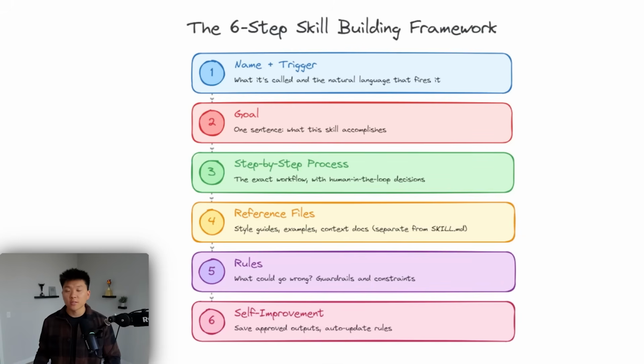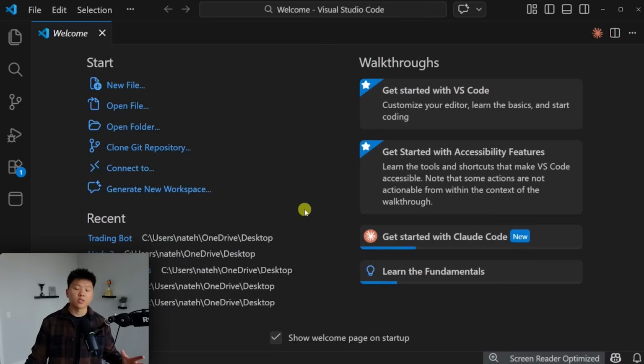Number 4 is the reference files. What context do you need? Do you need images? Do you need understanding of current projects, current priorities? Do you need style guides? What do you need to do the job well? Number 5 is the rules. Think about what could go wrong, and then the agent can help you build guardrails and constraints around that. And then number 6 is kind of like after you've built it, it's just a self-improvement loop. And after the live build, I'm going to talk about actually testing and iterating and what you need to do to make them really, really good. But for now, that's the 6-step skill building framework. Let's hop into a live build. Okay, so here we are in Visual Studio Code, which is where I like to use Claude Code.